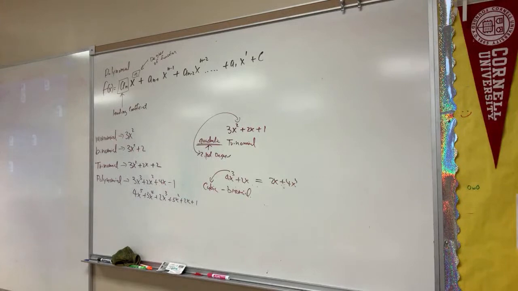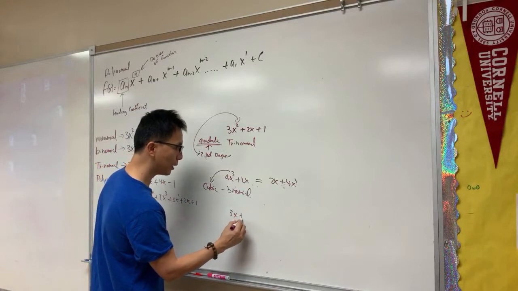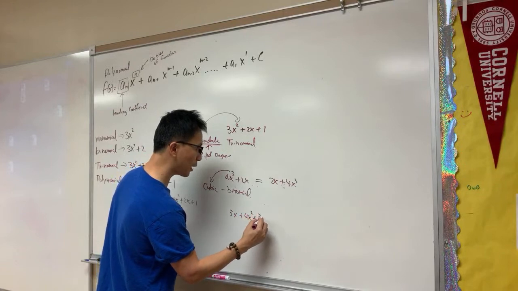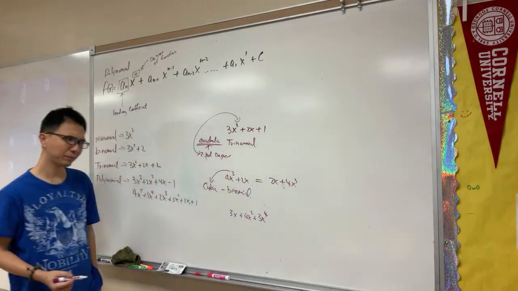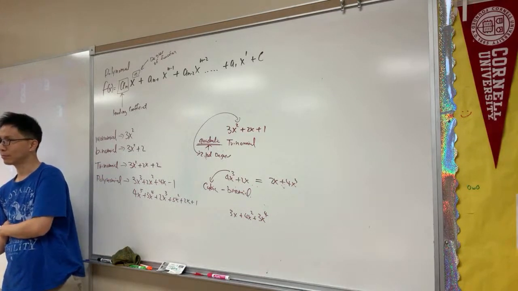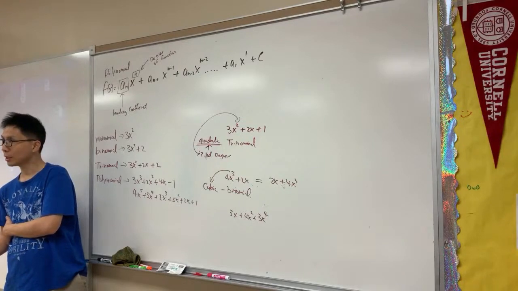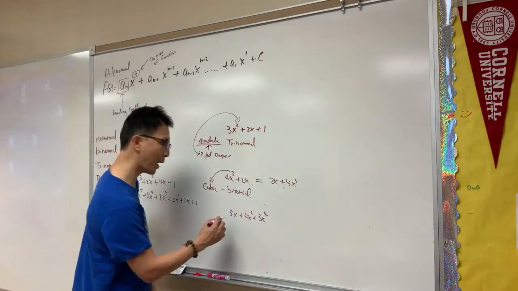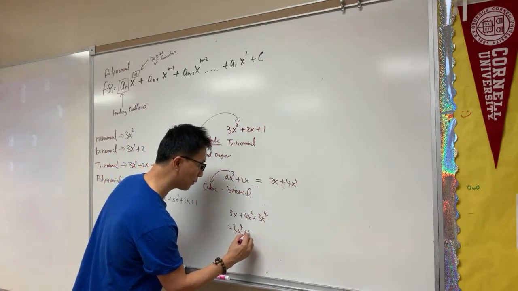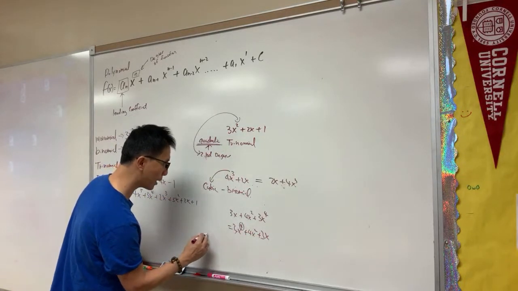Now, what if it's a fourth degree? I can have fourth degree. So let's think about 3x plus 4x to the second plus 3x to the fourth. Now, what's the degree of function on this one? Is it first or second or fourth? It's a fourth, because the fourth is the highest one. So we should rewrite it, right? So that's 3x to the fourth plus 4x second plus 3x. Therefore, if this is a four, it's called quartic.